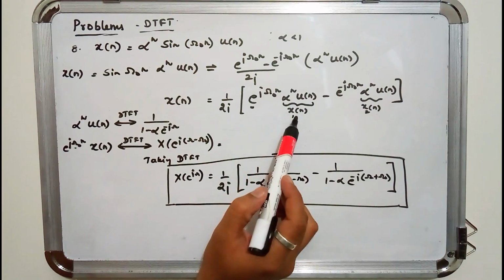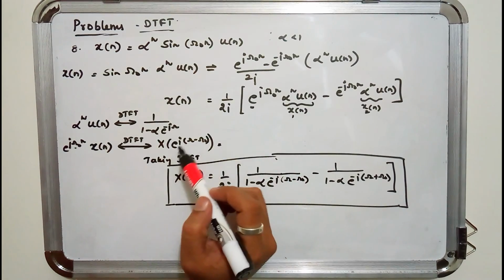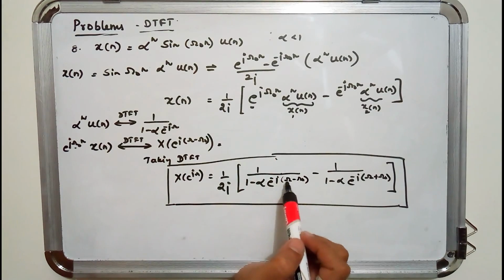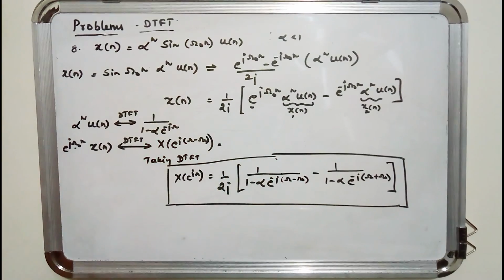So x1 of n is alpha power n u of n. Its Fourier transform is 1 by 1 minus alpha e power j omega, and that omega will be shifted by omega naught because you have the exponential multiplied.